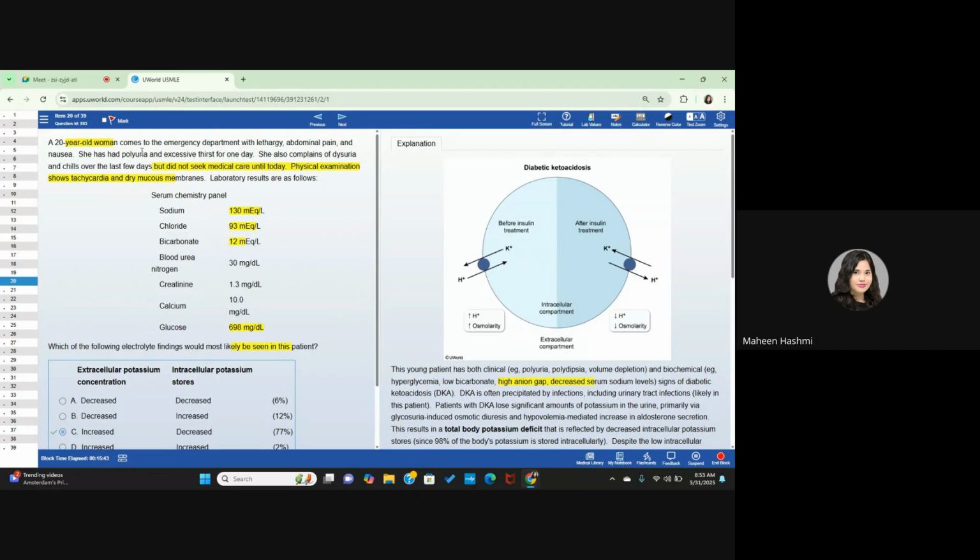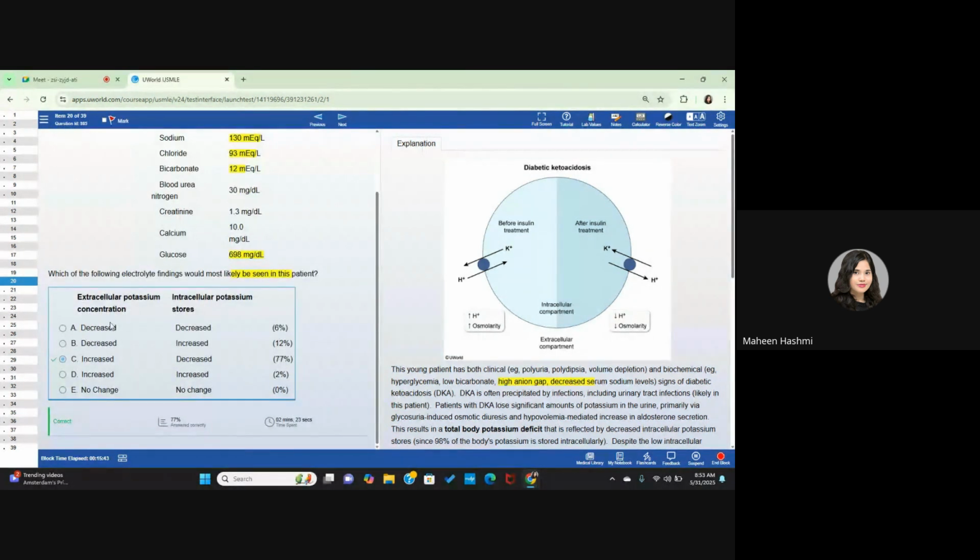This can also be variable between both of them. In DKA and HHS, both can have the same age as well, so it really doesn't give much of a difference. What gives us a difference in DKA is the anion gap.